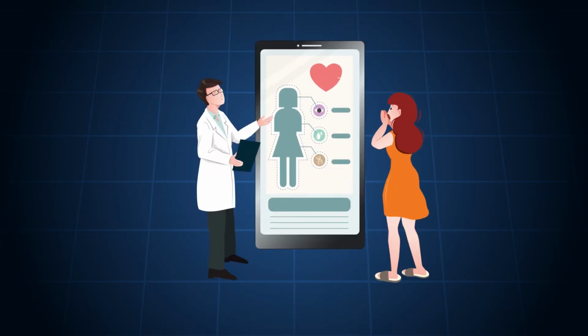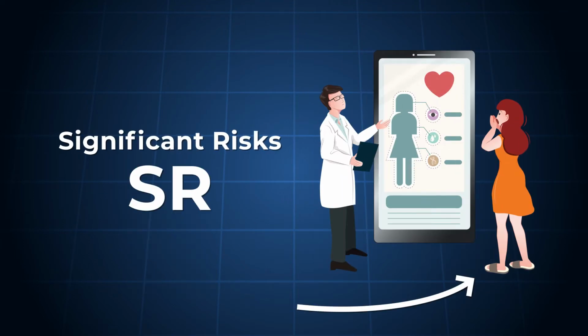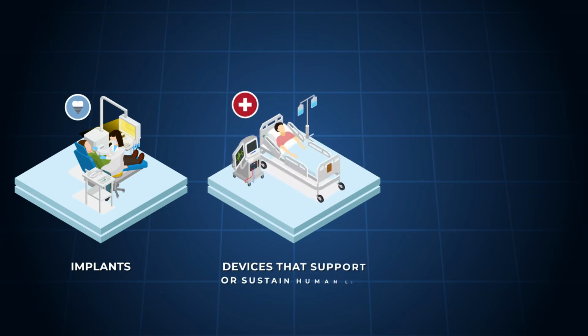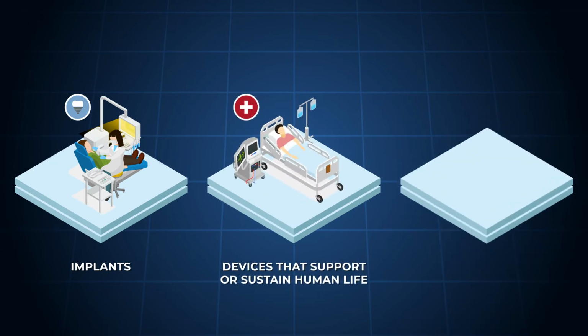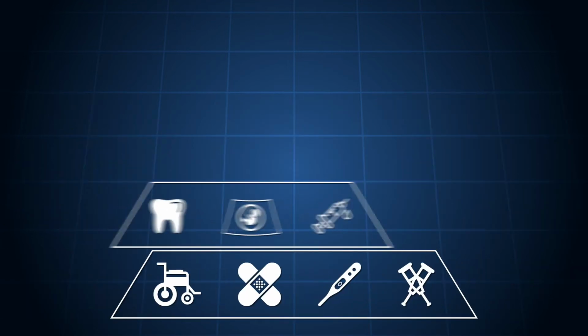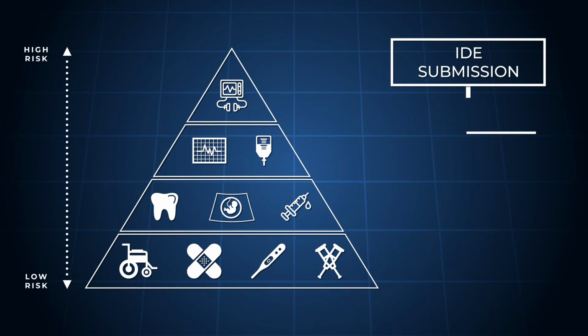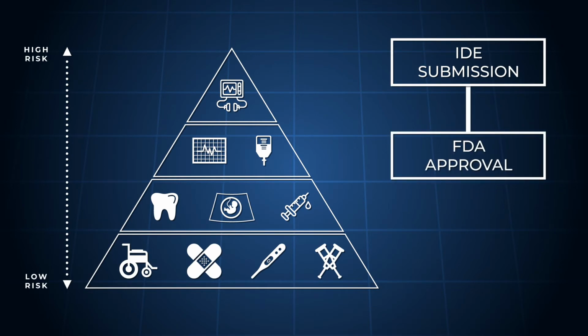An IDE is required only for devices that pose significant risks, SR, to patients, meaning they can present serious risks to their health, safety, and welfare. As an example: implants, devices that support or sustain human life, or devices that treat or prevent serious diseases. For serious risk devices, you will need to submit a complete IDE application to the FDA and receive their approval.